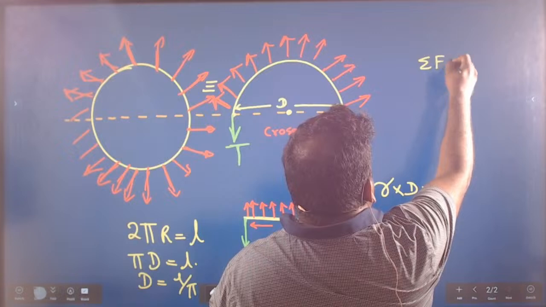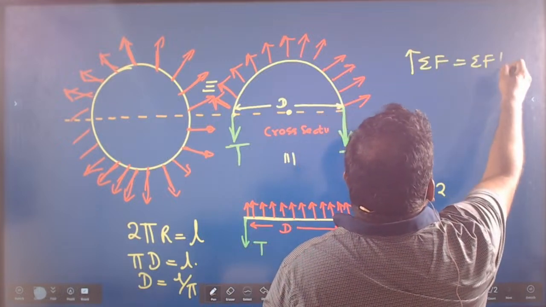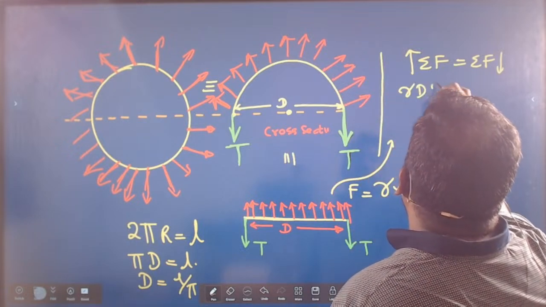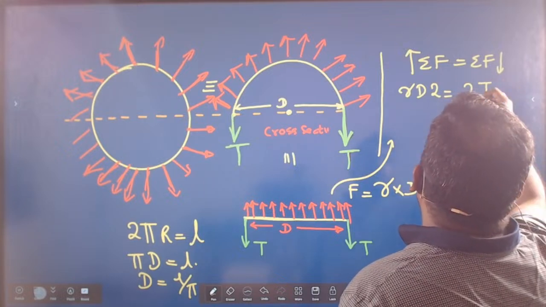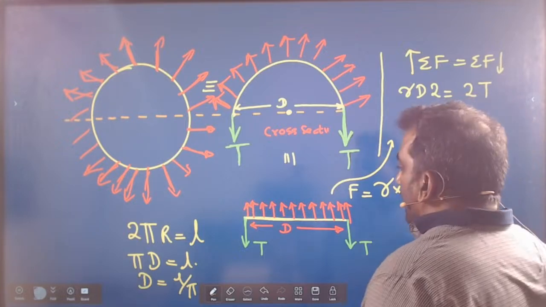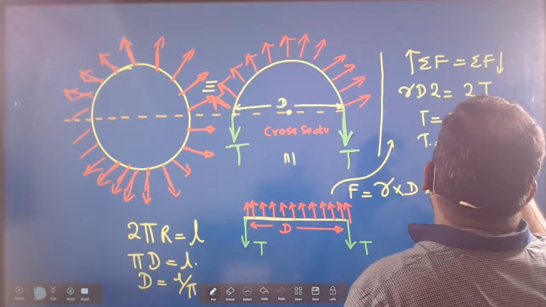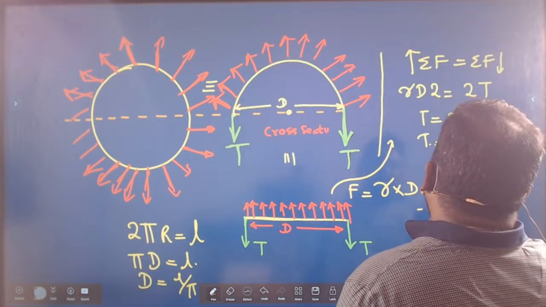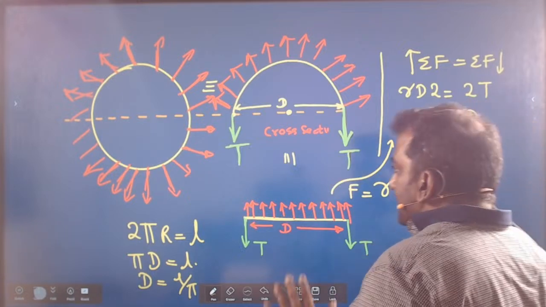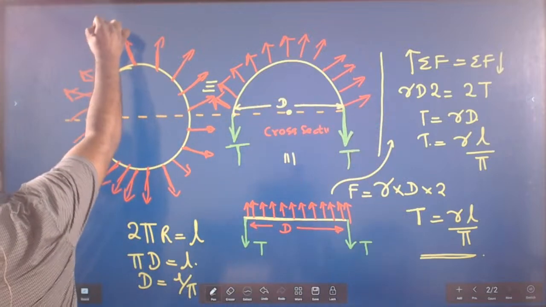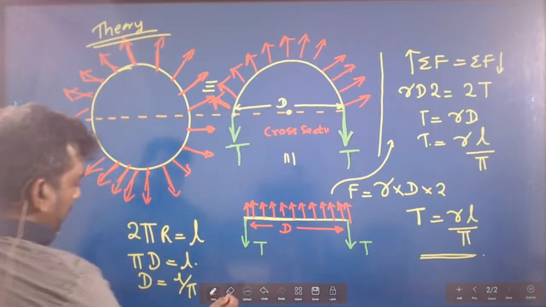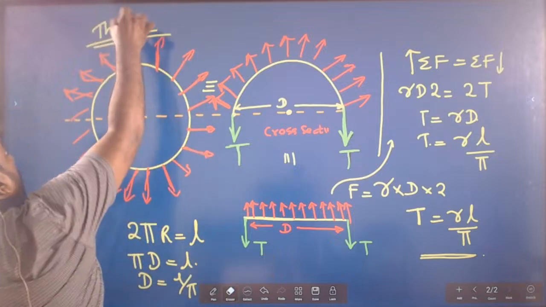From here we can say the sum of forces in the upward direction balances the sum of forces in the downward direction. Upward direction: gamma d times 2. Downward direction: 2T. The 2 cancels off. Tension is equal to gamma d. What is diameter? L over pi. So what is your tension? Gamma L over pi. This is just the theory. Very simple idea. More than theory, this is how we solve it.